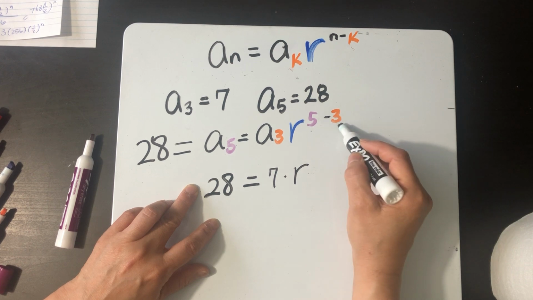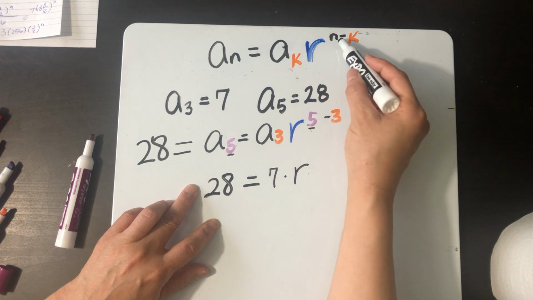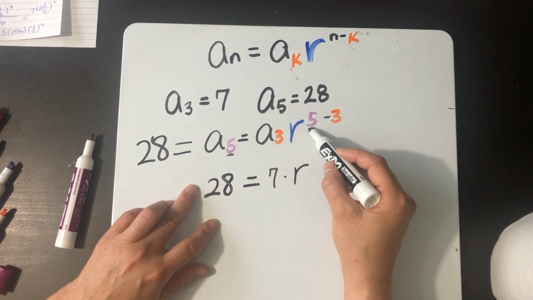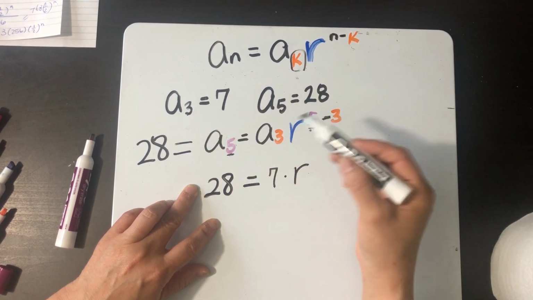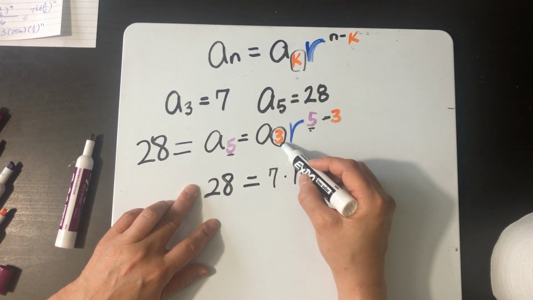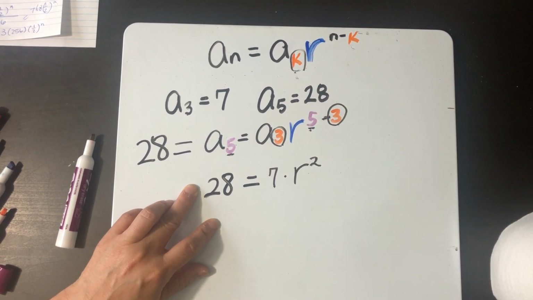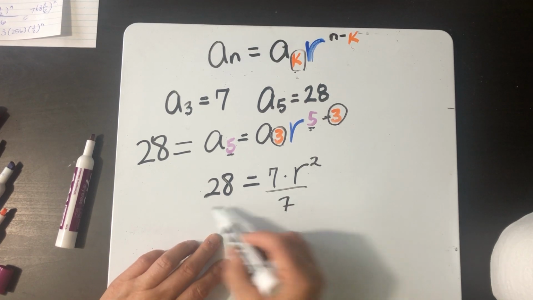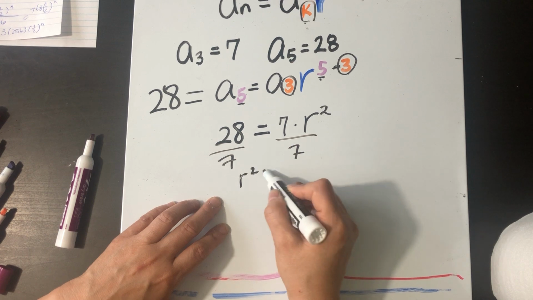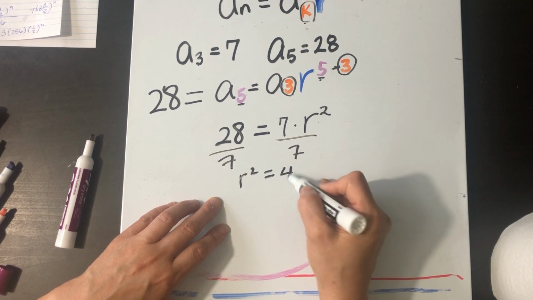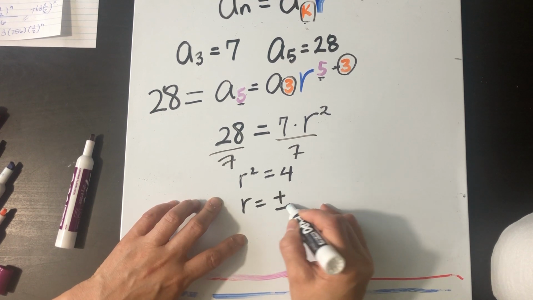Okay, n minus k. n was this n here. In this case, we were given 5. So n is 5, so we put 5 minus k. k is the first one that starts, although it's not the first term here, right? This is k, so 5 minus 3 is 2. Now you divide by 7. In this case, you get 2 answers. r squared is 4, so then r is plus or minus 2.